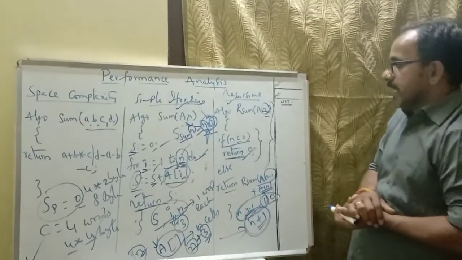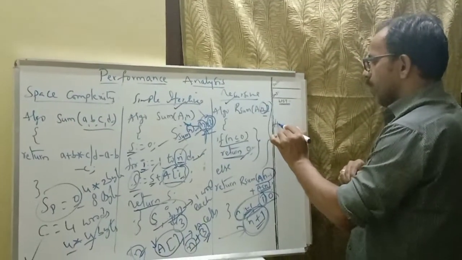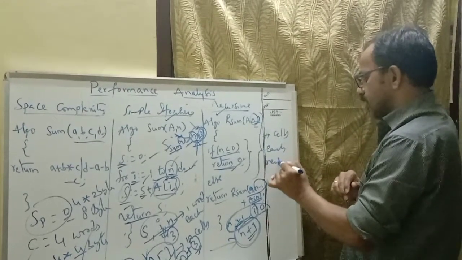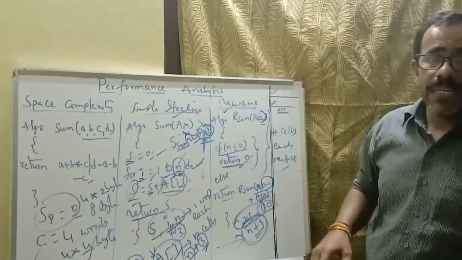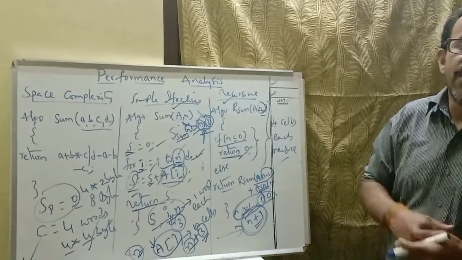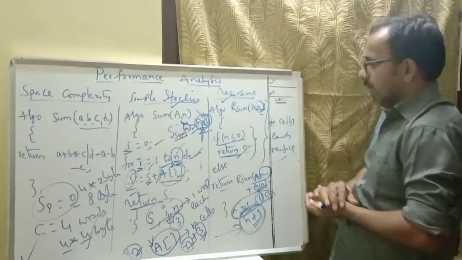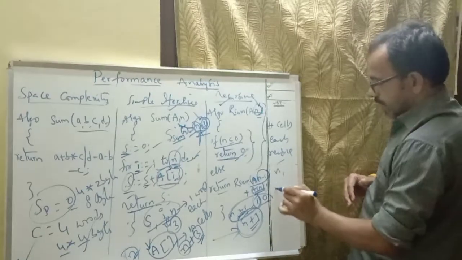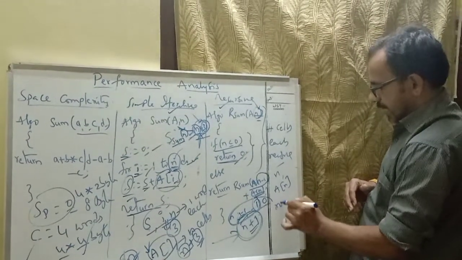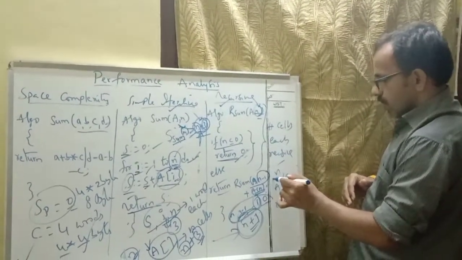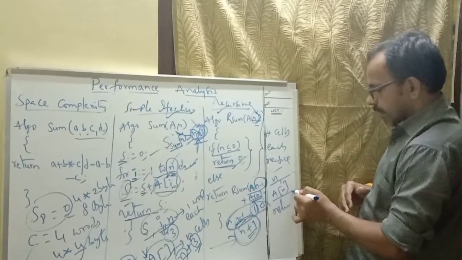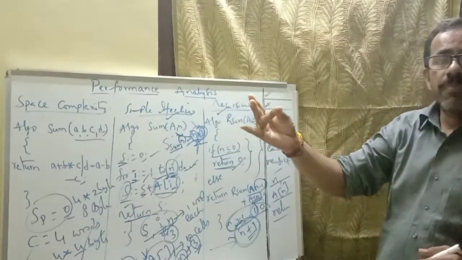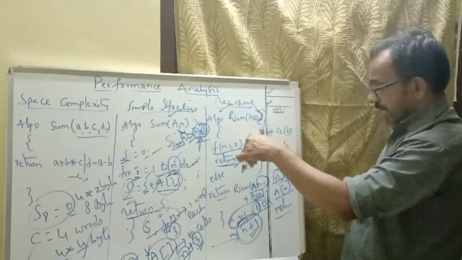But the question is, how many cells are required at each recursive call? I have already explained this in the variable part. The recursion stack depends on 3 parameters. See here, one is n, second one is a of n, third one is return. Local variable, formal parameter, return address. What I told, 3 parameter values: formal parameter, local variable, and return address. Only these 3 parameters appear in this recursive call.